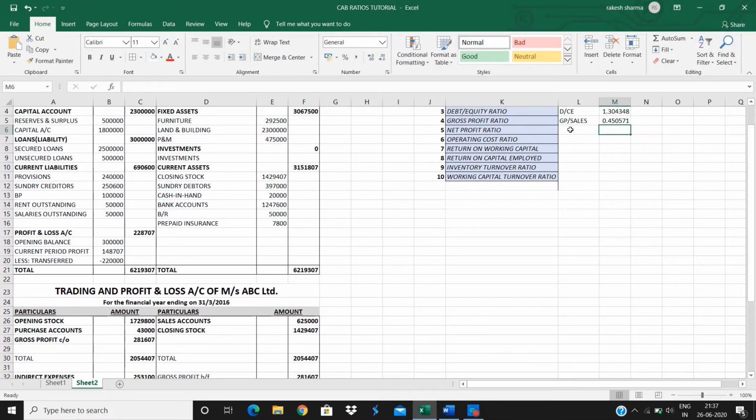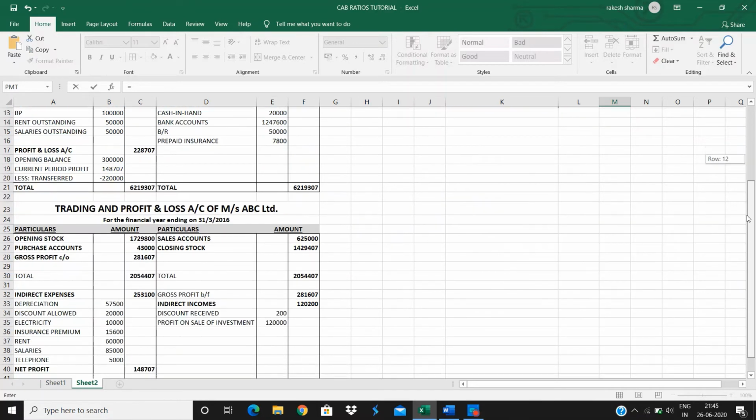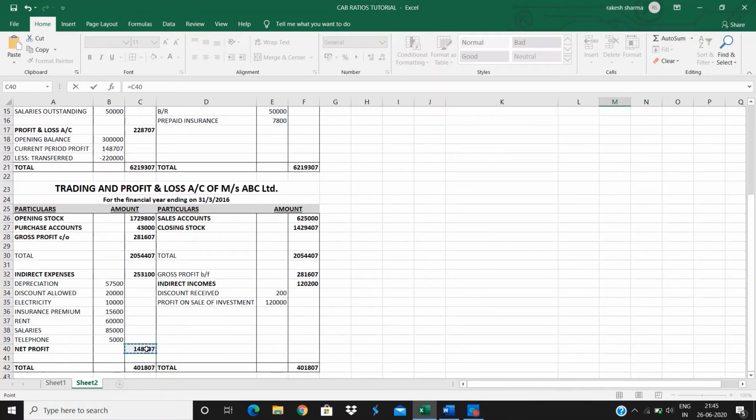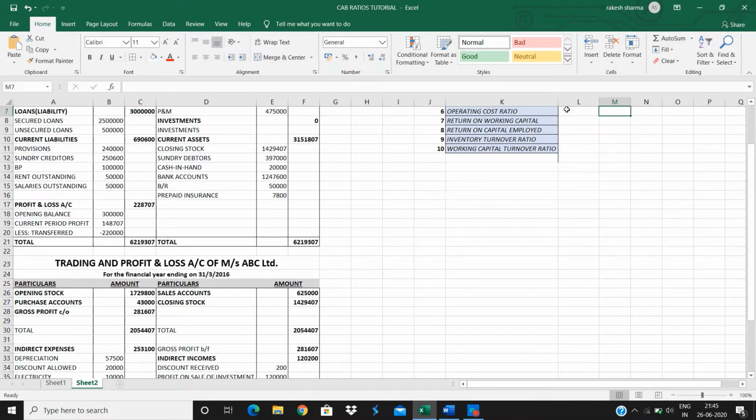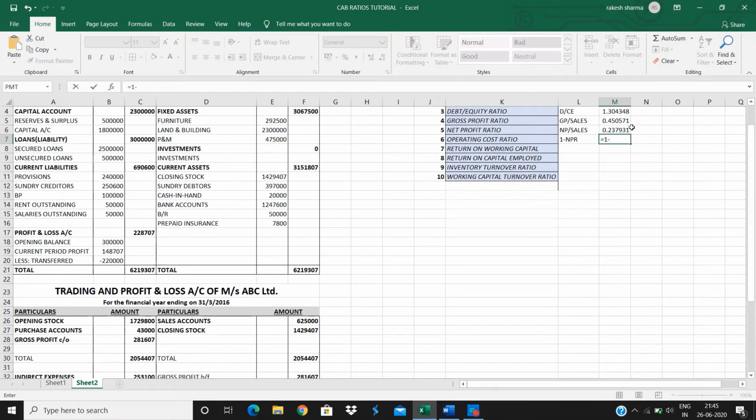Now net profit ratio. Net profit ratio is net profit divided by sales. Now here net profit divided by sales and enter. Now operating cost ratio. Operating cost ratio is 1 minus net profit ratio. So 1 minus net profit ratio gives us operating cost ratio.